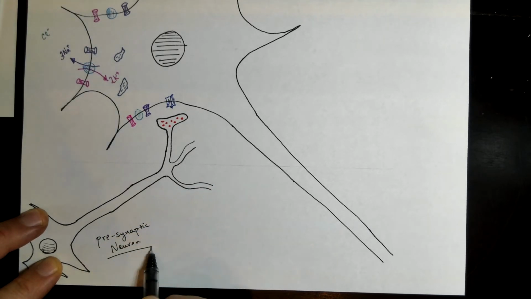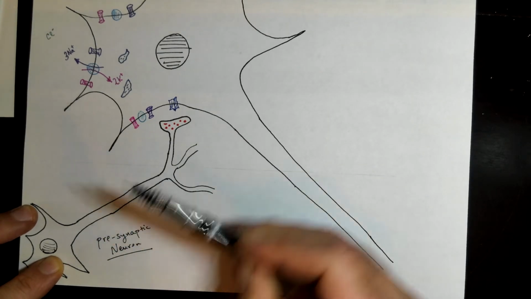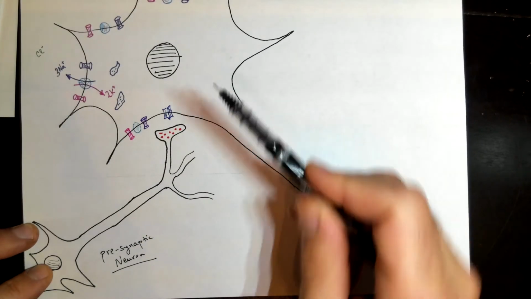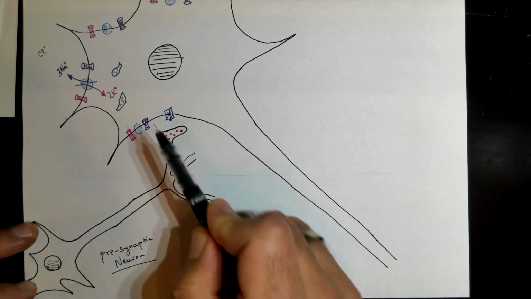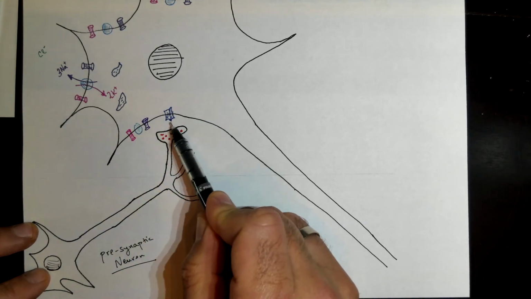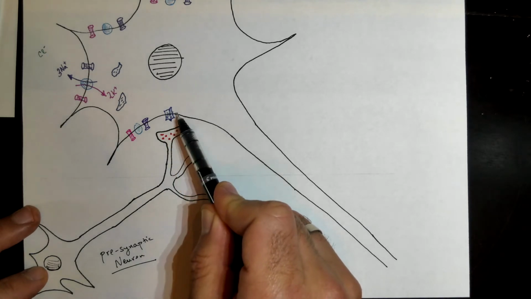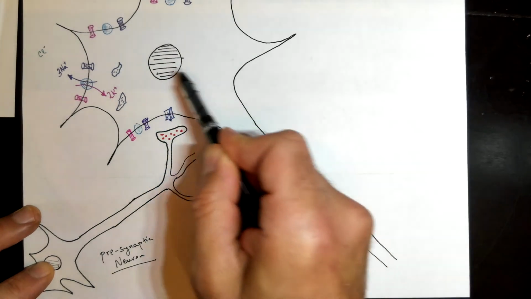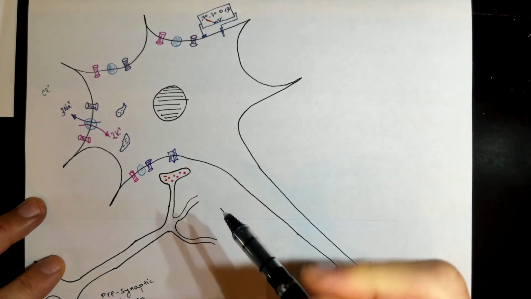What is a presynaptic neuron? Very simply, it is the neuron that will stimulate the next neuron. Right? So if you think about it this way, you've got a presynaptic neuron, then you have the synapse, which is the space between one neuron and the next, and then you have the next neuron in line, which you can call a postsynaptic neuron.